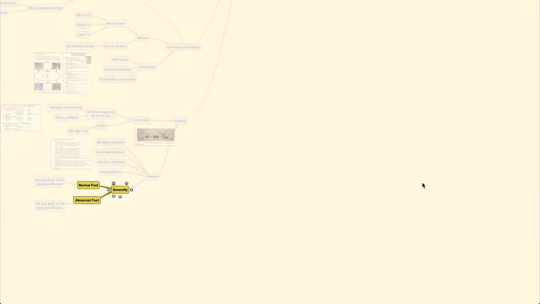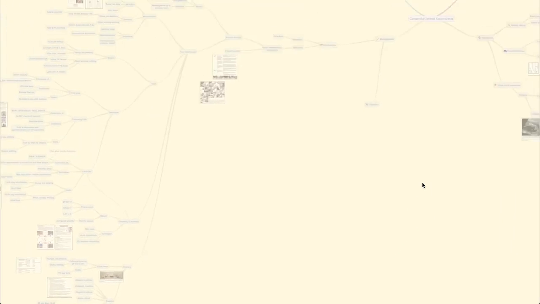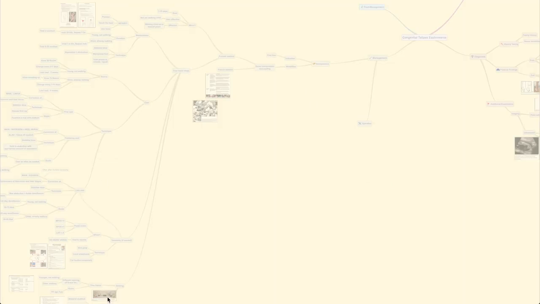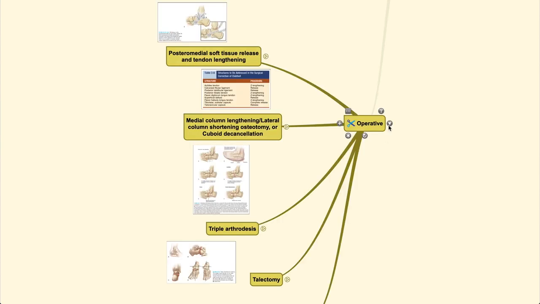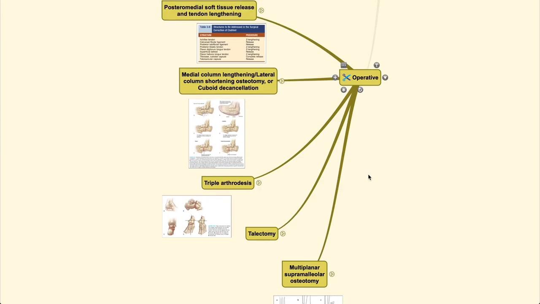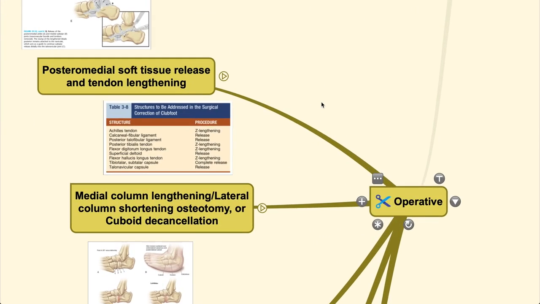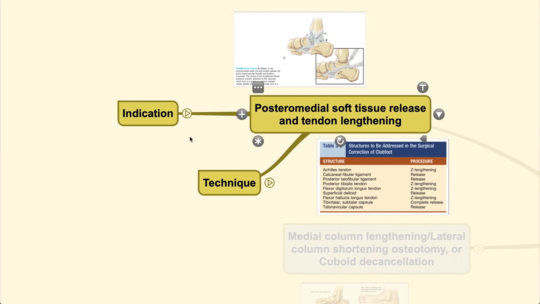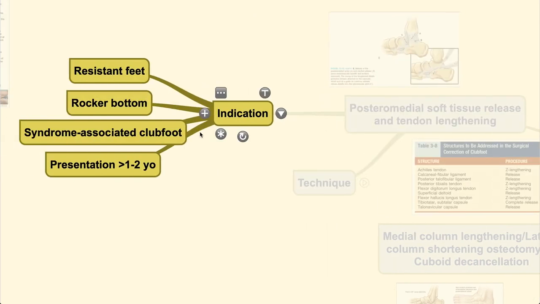Okay, moving on, after the bracing, you need to know that besides those basic treatment types that have been explained earlier, there are certain cases that still need operative treatment. And operative treatment in CTEV consists of a large variety of operations, but they usually consist of these 5 types of surgery. The first would be the soft tissue release, and the soft tissue release is of course indicated in resistant feet, sometimes rocker bottom deformity, and in a syndromic type of clubfoot with late presentation.